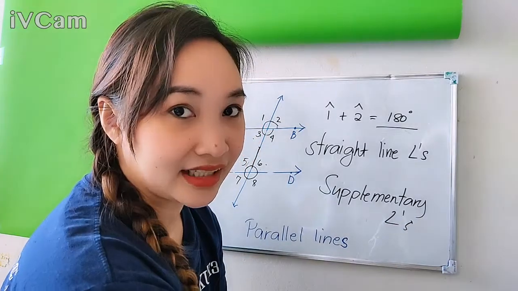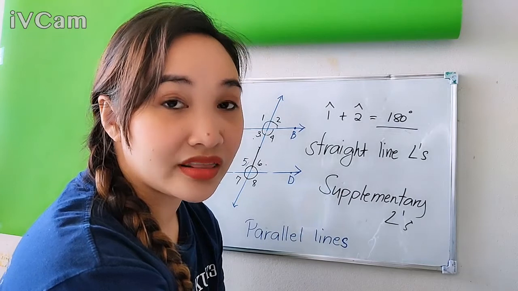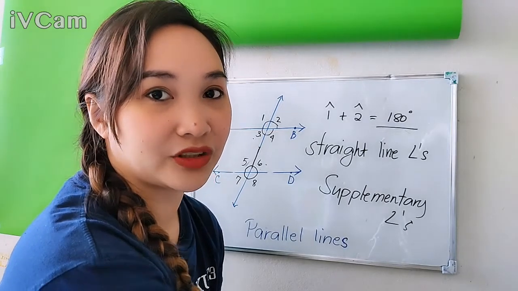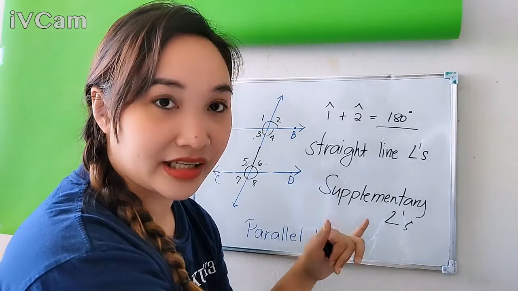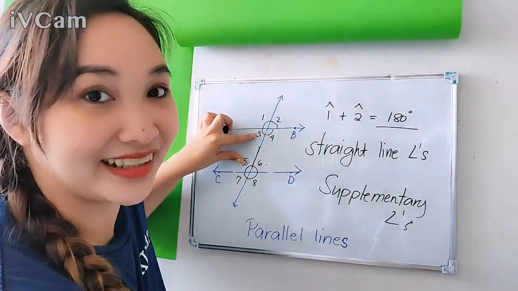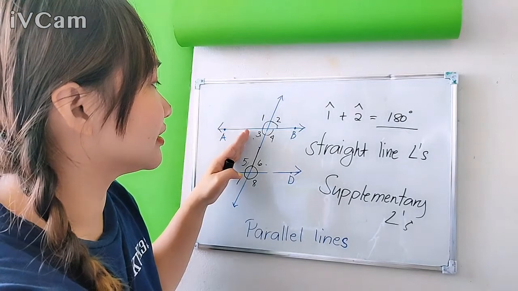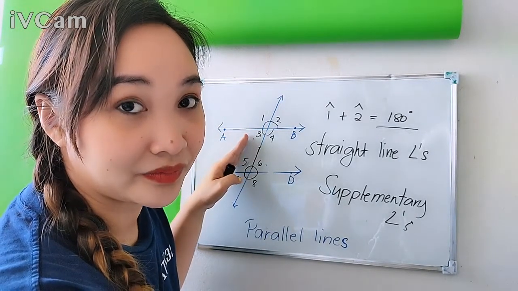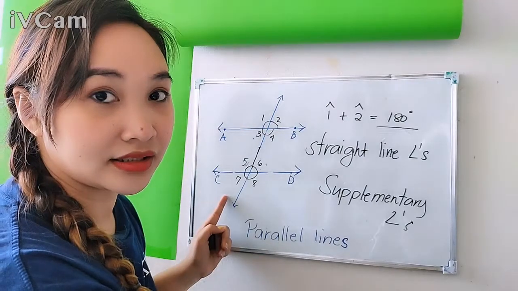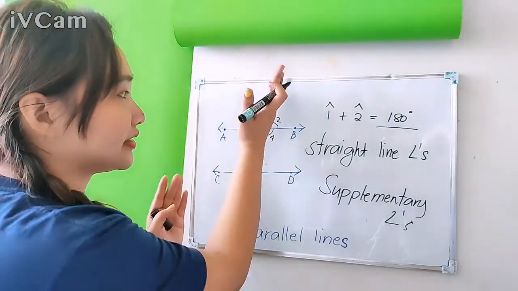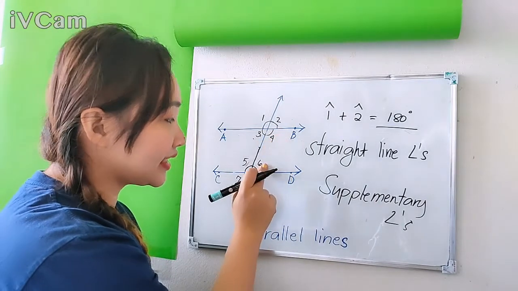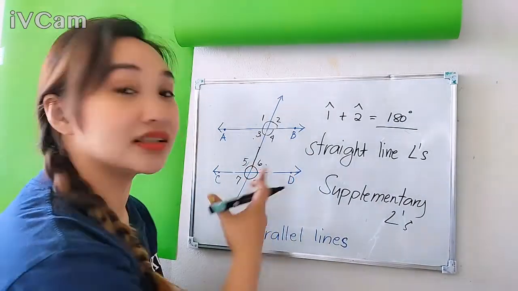And yes, it is the same with our consecutive angles. Now the only difference between consecutive angles and supplementary angles is that consecutive angles should be on the same side, right? That is consecutive angle. Same side here, we have 3 and 5, 1 and 7. And on the right side, we have 4 and 6, that is a consecutive angle. 2 and 8, that is consecutive angle too.